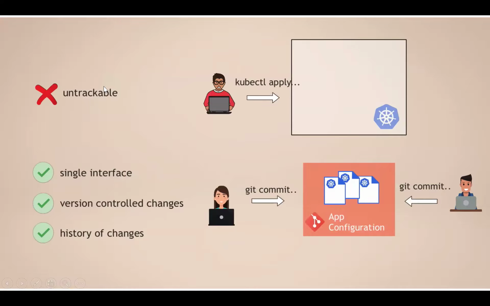So this is untrackable, as I told you, that manual intervention is untrackable. But here, when people make any changes with Git commit or Git push, it has a single interface: version control, changes, and history of the changes. Everything is visible. Got it? Yes. Great.